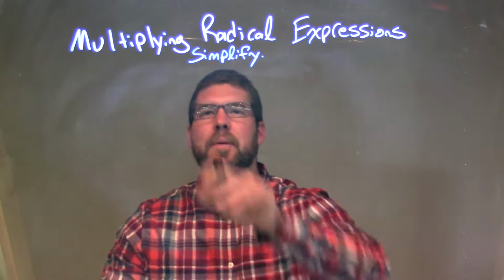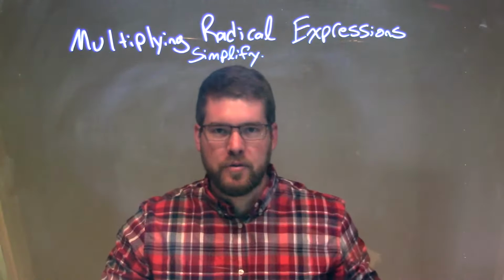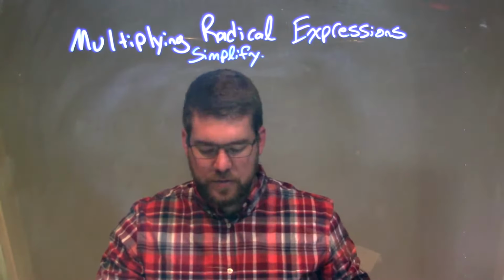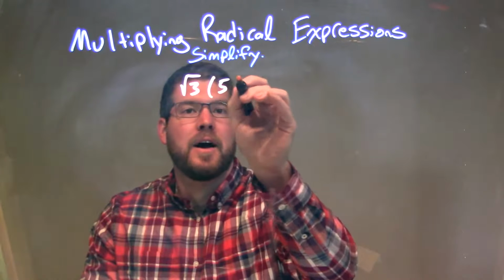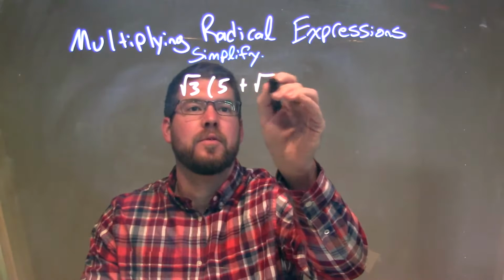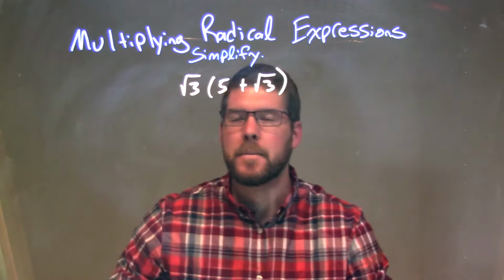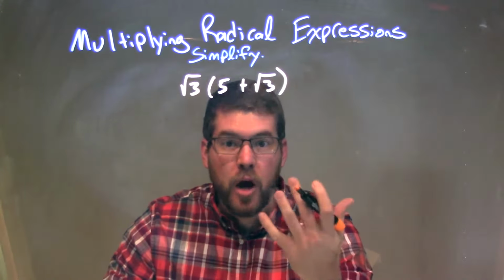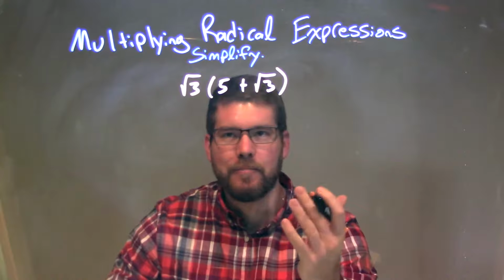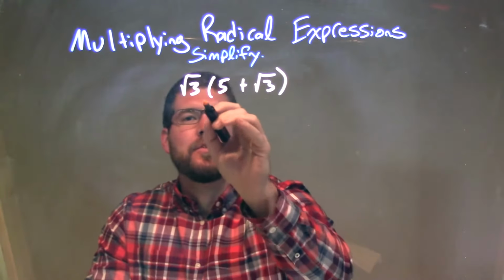And today, we're going to learn about multiplying radical expressions. So if I was given this expression, square root of 3 times 5 plus the square root of 3. Okay. Well, right now, I'm looking inside this square root. Can I simplify that? No, I can't simplify 5 plus square root of 3. So I'm going to distribute the square root of 3 across.